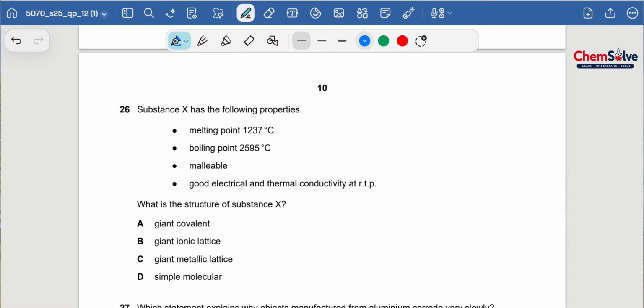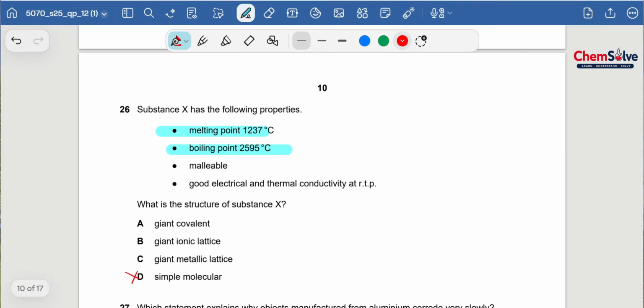Okay. As you can see, it has a high melting and boiling point. It means it couldn't be D, because D is a simple molecule and a simple molecule has a lower melting and boiling point. So it couldn't be this.